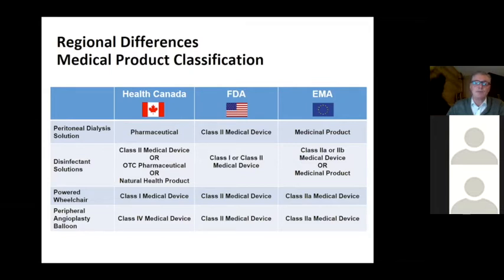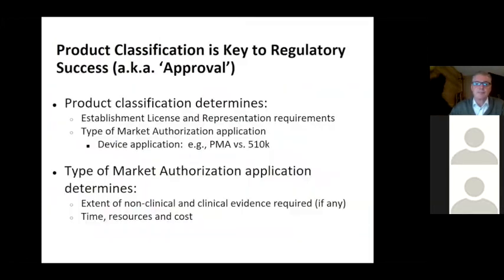Powered wheelchairs. It's a class 1 medical device in Canada. It's a class 2 medical device in the US and a class 2A in Europe. Those peripheral angioplasty balloons: the highest risk classification in Canada is at a class 4, while a modest classification risk in both US and in EMA. This is why it is important to understand how to perform classifications in each of the individual jurisdictions and countries. We're going to move on to doing that in just a few moments.